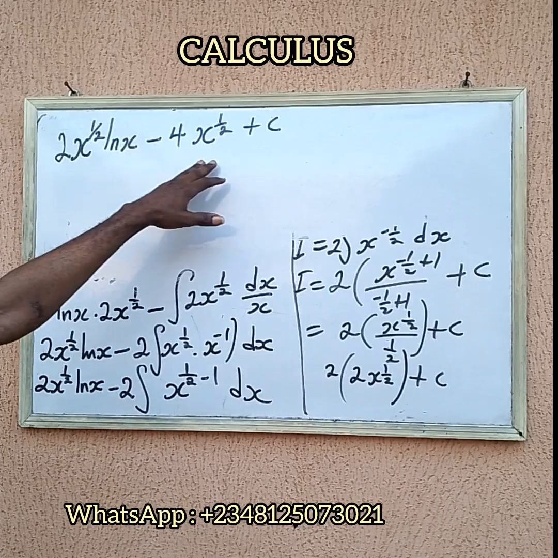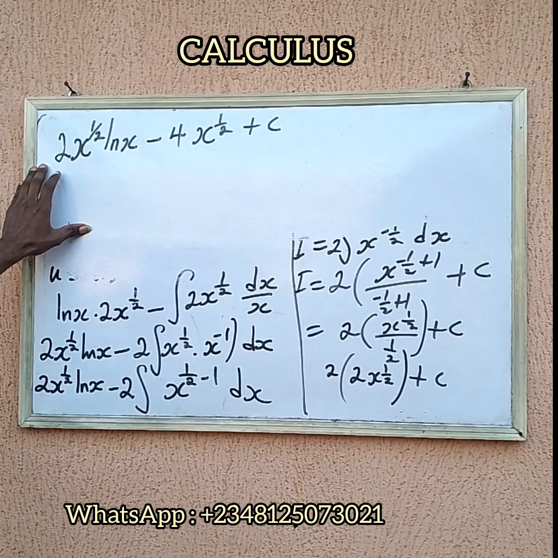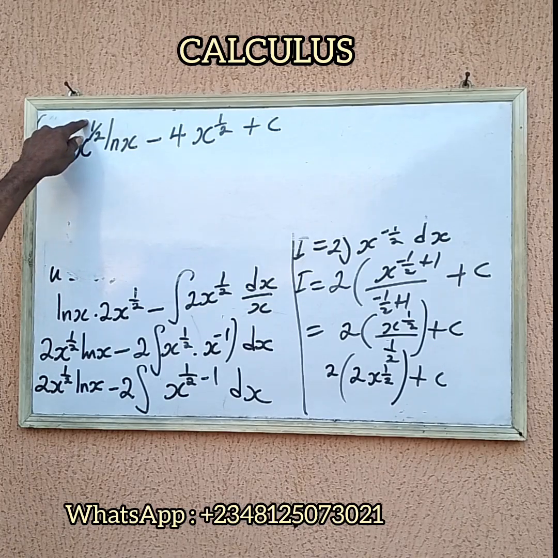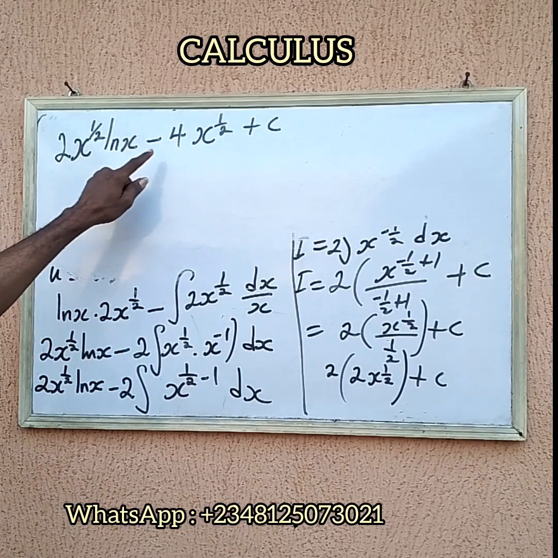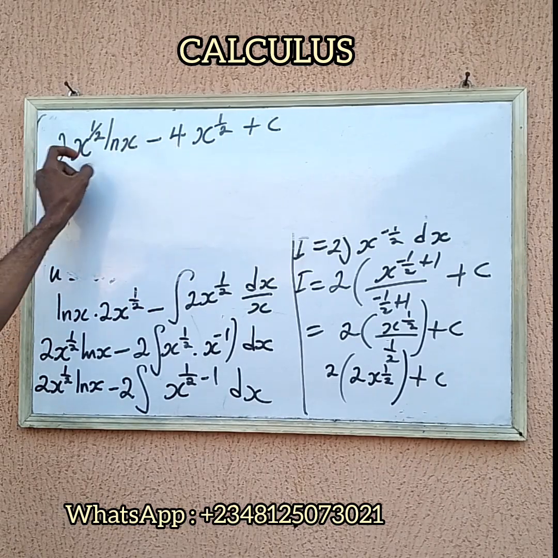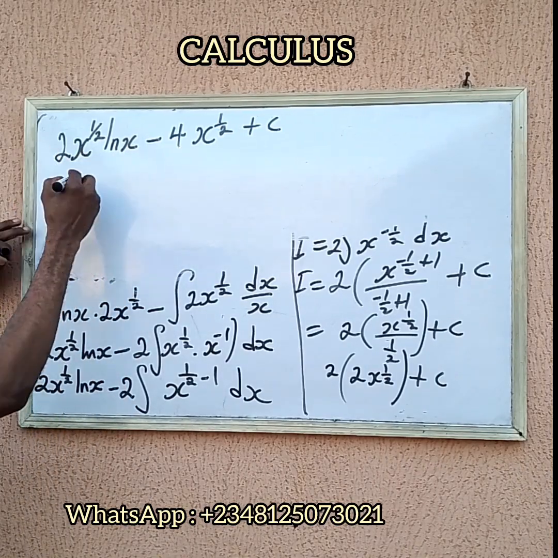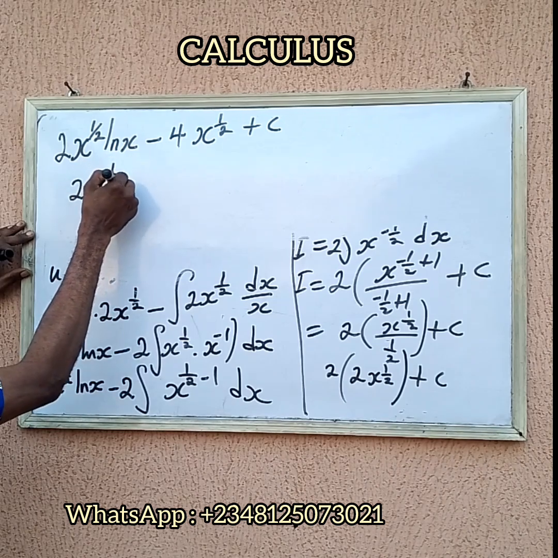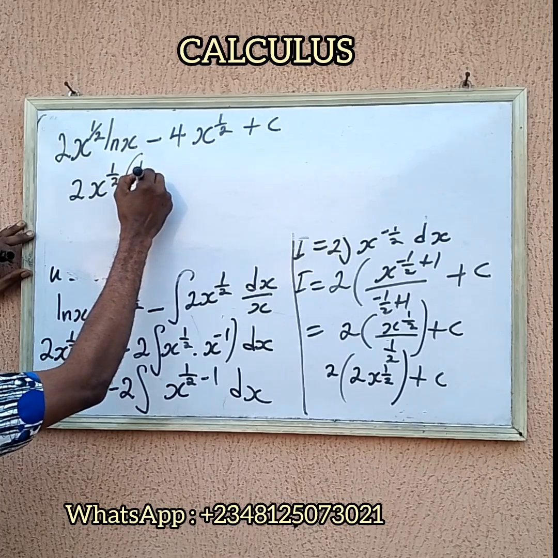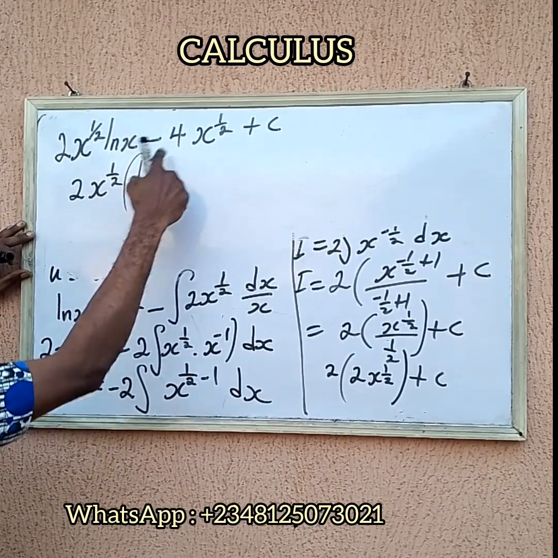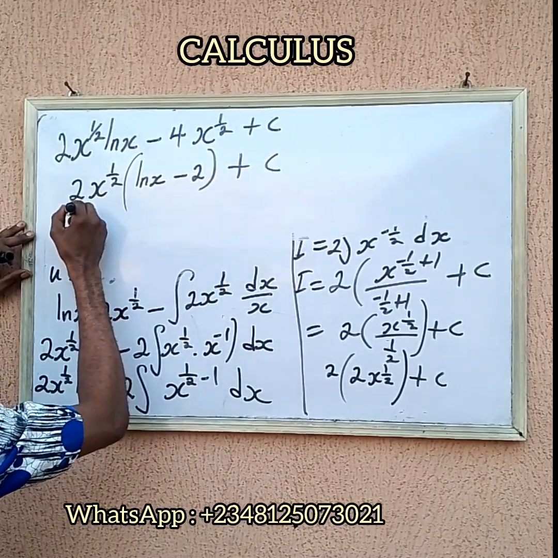So you can leave your answer like this. But if you don't want to leave the answer this way, you look at what is common here. You can see that x raised to the power half is common. Are you seeing that now? And also we have 2 here. We also have 4, which means I can take 2 out of this 4. Then in that case, it means 2x raised to the power 1 over 2 is common. We put it outside, we factor it out, we have ln x. Then if you take this 2 away from here, it will remain 2. Then we have plus c. So this is your answer.